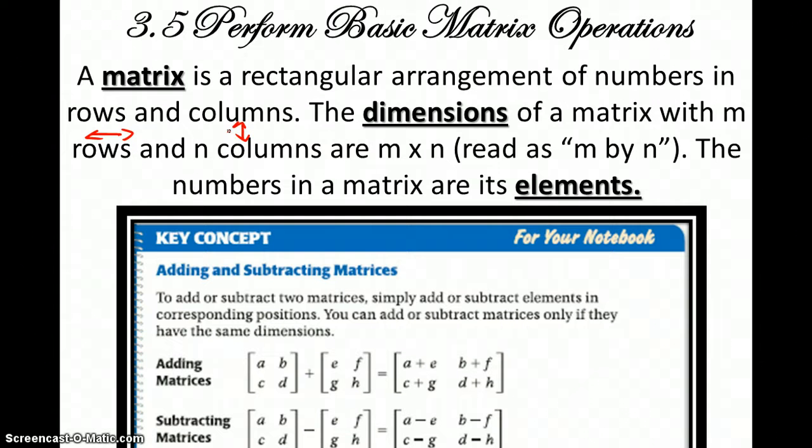For adding and subtracting matrices, please apply the following. Simply add or subtract elements in corresponding positions. You can add or subtract matrices only if they have the same dimensions. For example, we have a 2 by 2 matrix being added to a 2 by 2 matrix. The result will be A plus E, because they're in the same position, and you'll place the result in the position of your new matrix. Let's try this.